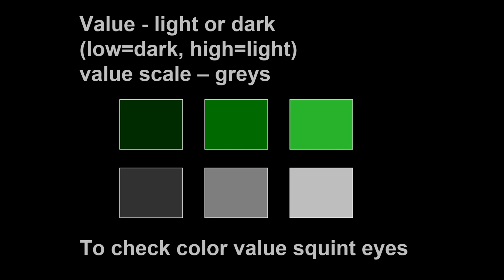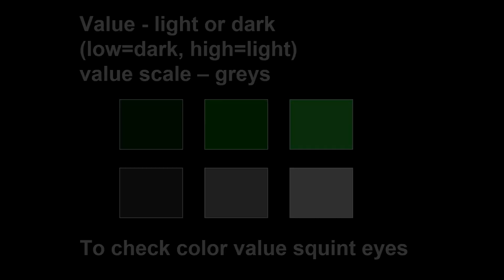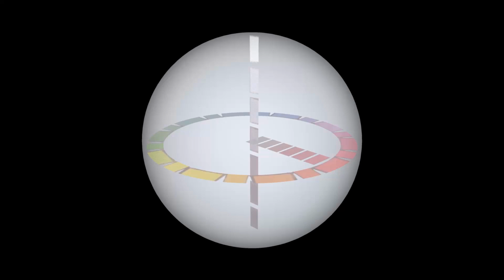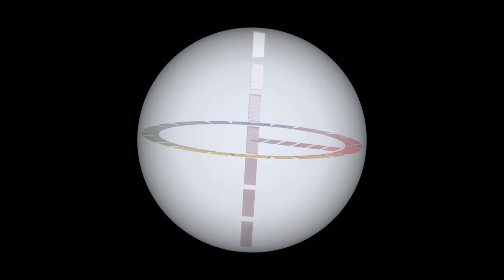And the value scale are grays. If you squint your eyes just a little bit, you can see the grayscale a lot better in a color. The hue becomes less pronounced. Finally, chroma. Chroma is saturation. How strong is the color? A strong color is bright and intense, and a weak color is kind of dull and grayish. Gray is one of those colors that possess neither chroma nor hue. It is only value.